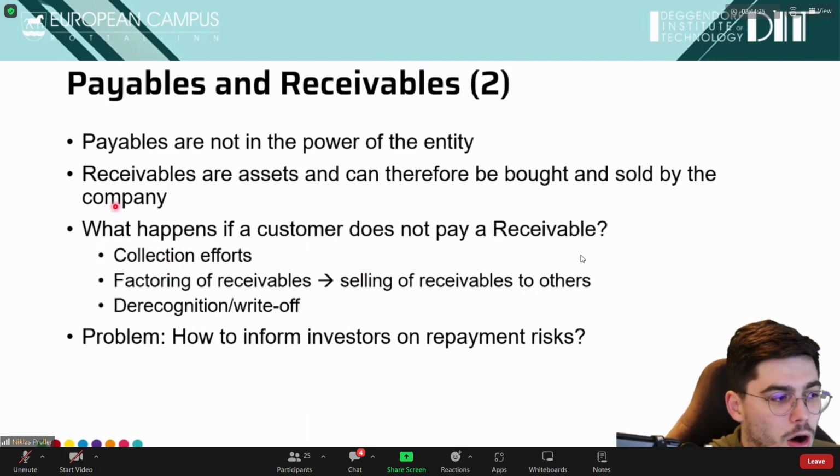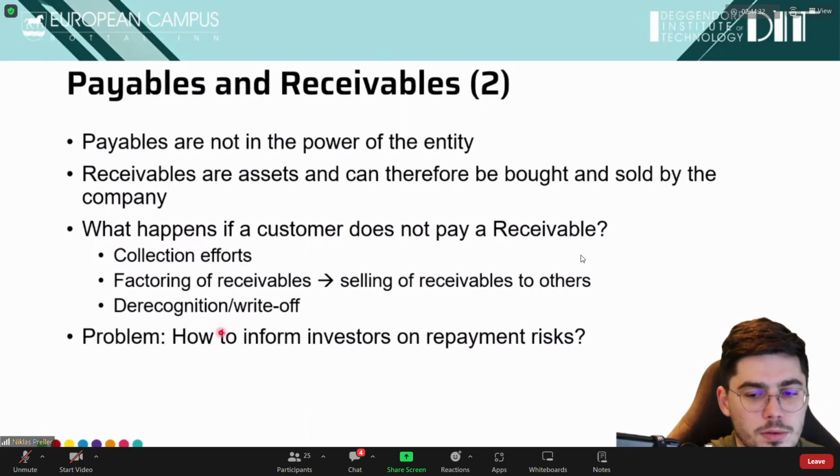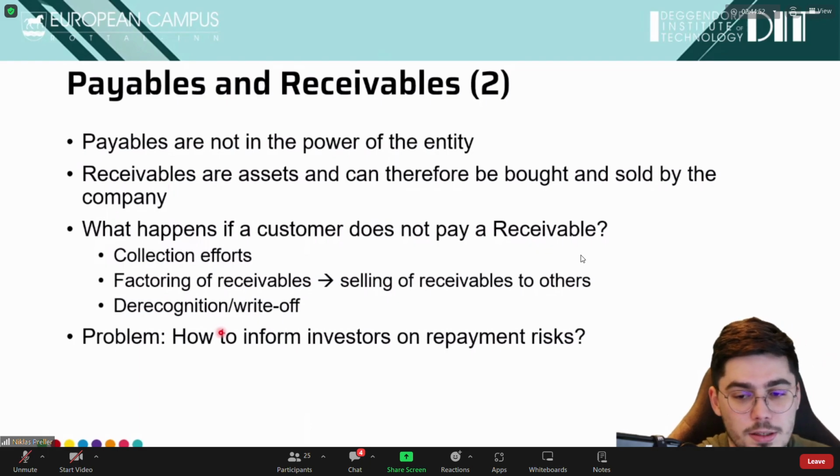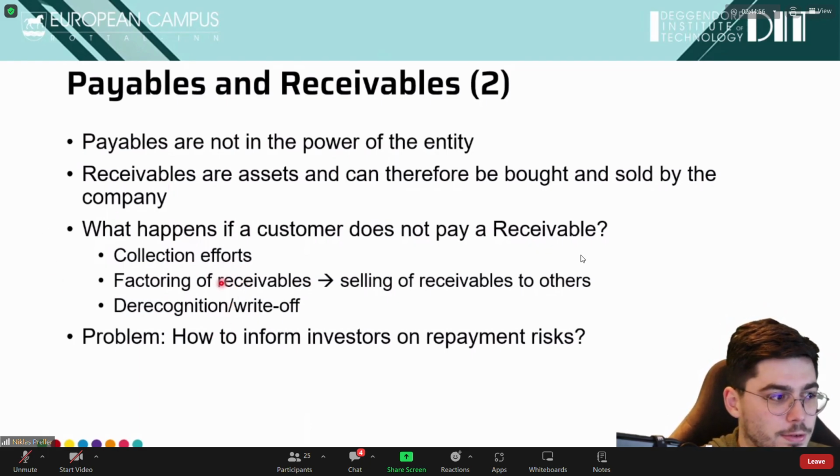I think all of you have been part of a case of factoring of receivables, whether you did that willingly or not. Whenever you do online shopping, at most shops you have the option to pay, at least in Germany, with the company Klarna. I don't know if that company is known to anyone, but what happens here is factoring of receivables.